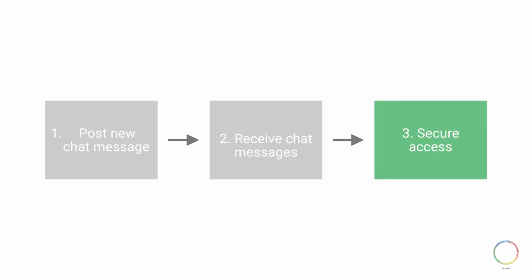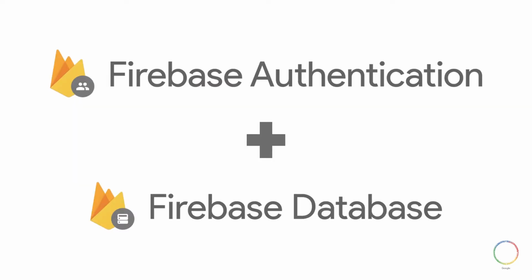And one last step, how do we secure access to the database so that our users can see their own messages, but not the messages of others? We'll combine Firebase Authentication and Firebase Realtime Database to do this. In the first recipe, we added Firebase Authentication to our app. So now Firebase already knows which user is using the app. From that information, it can give users access to only the data that they are allowed to see.